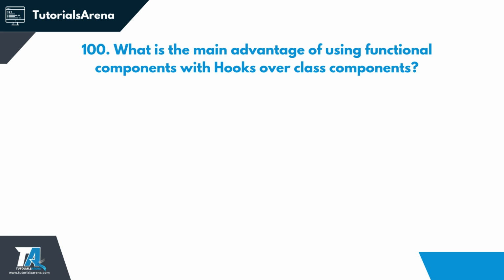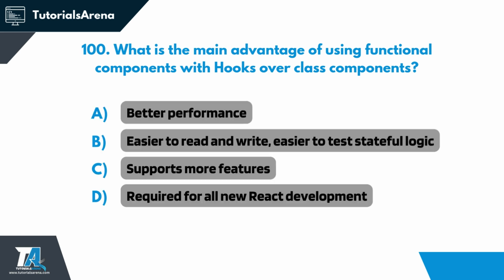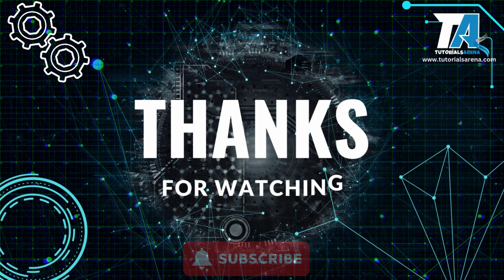Question 100. What is the main advantage of using functional components with hooks over class components? The options are: Option A, better performance. Option B, easier to read and write, easier to test stateful logic. Option C, supports more features. Option D, required for all new React development. The correct answer is option B, easier to read and write, easier to test stateful logic.